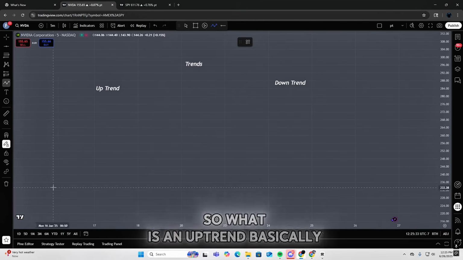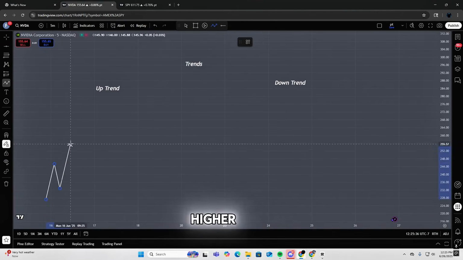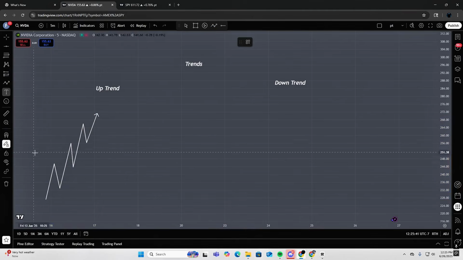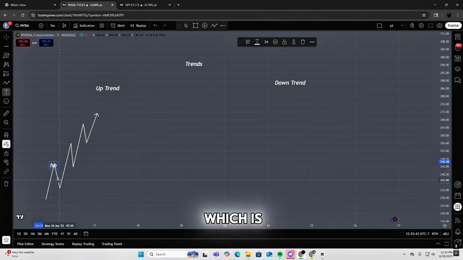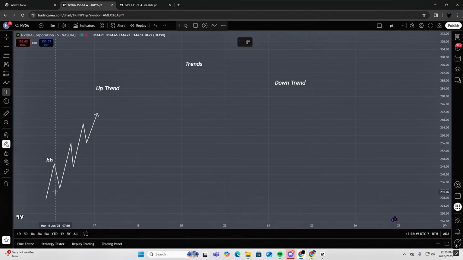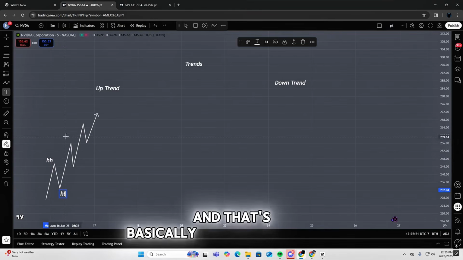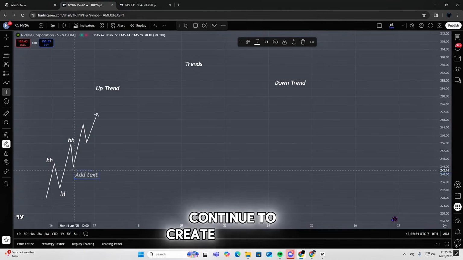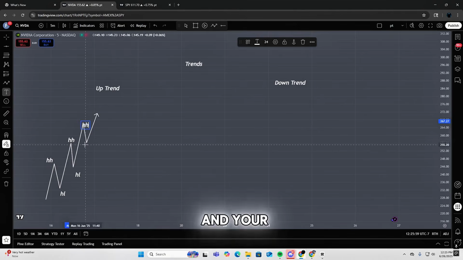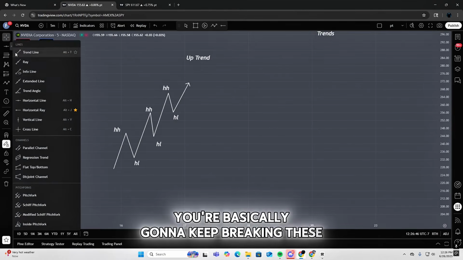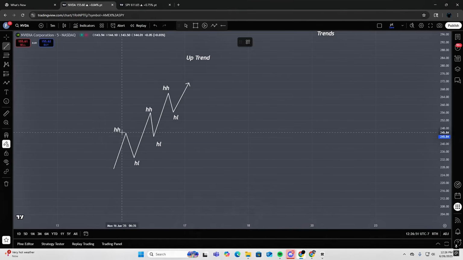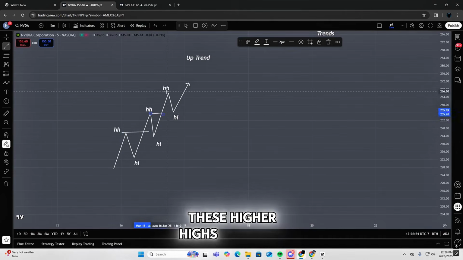So what is an uptrend? Basically higher highs, higher lows, higher highs, higher lows, higher highs. You're creating these higher highs, which are these points up here, and then you've got your higher lows, and that's what uptrending is when you continue to create these. You want to keep breaking these points, these higher highs, and that's how you know you're continuing to trend.